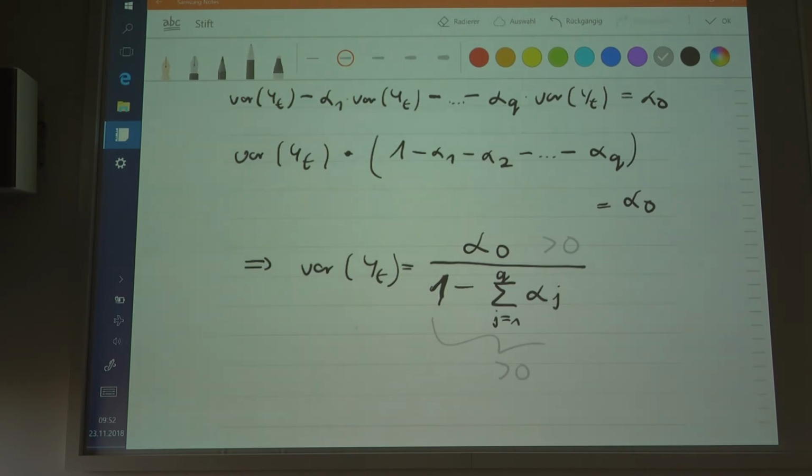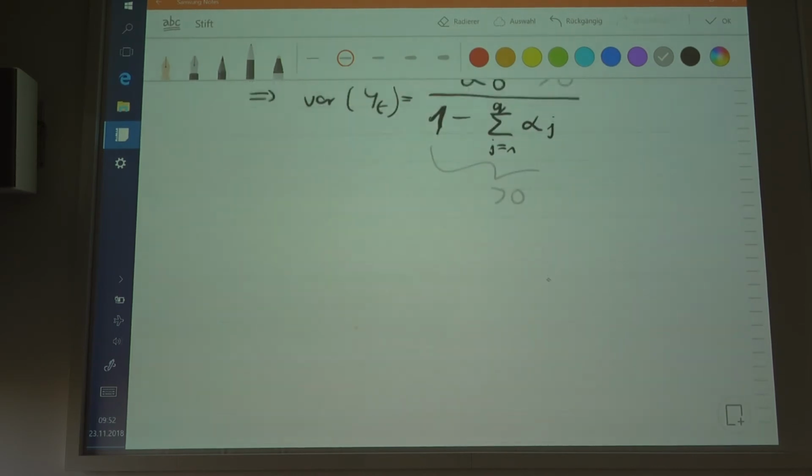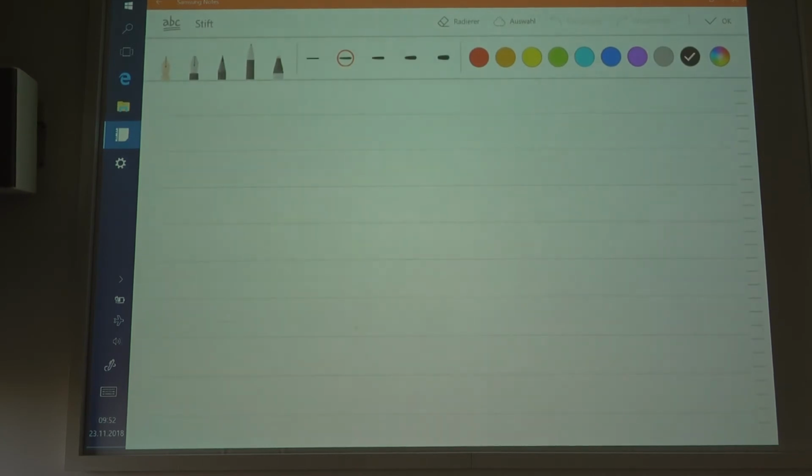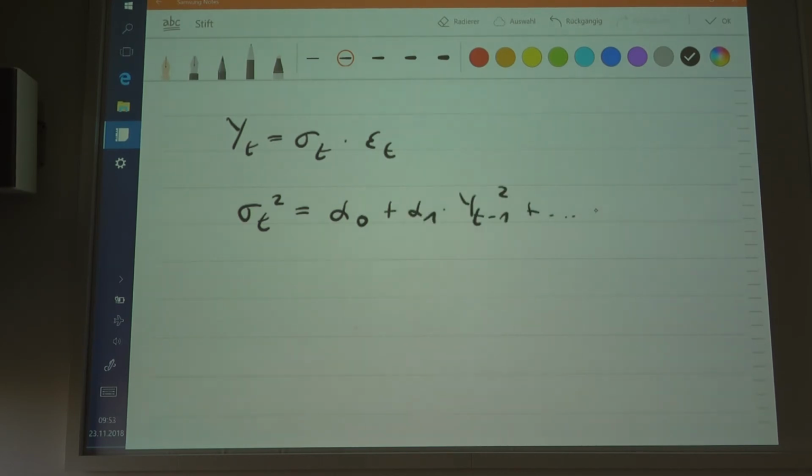Now, how you would recognize a process is what I also want to emphasize here. Look at the process here. y_t is equal to sigma_t times absolute epsilon_t, where sigma squared t is equal to alpha 0 plus alpha 1 times y_{t-1} squared, and so on, up to alpha q times y_{t-q} squared. You've seen this quite a lot of times.